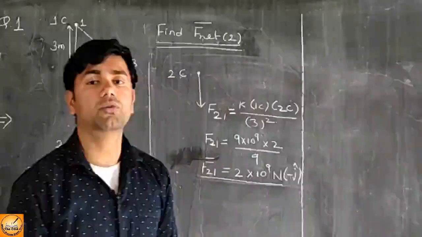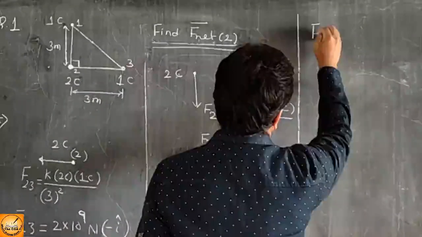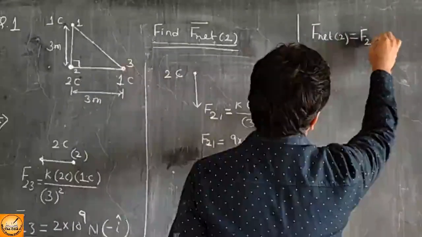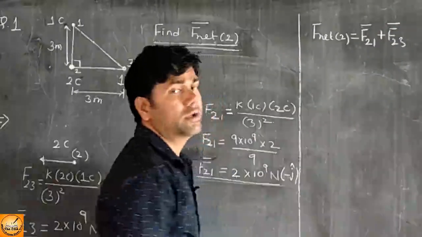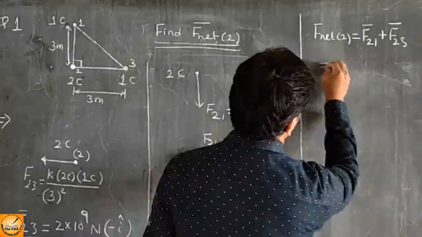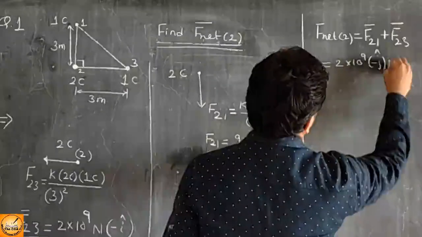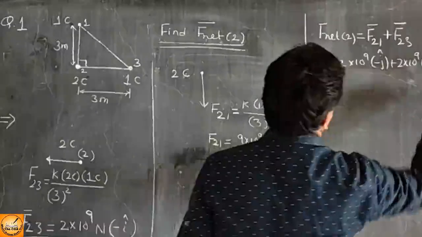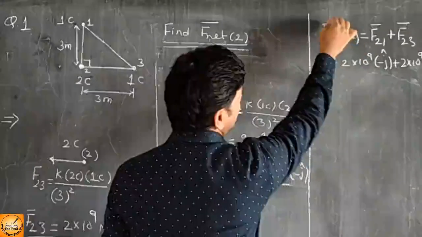But we don't want to find out individual forces. What we want to find out is the net force. So what will be the net force? The net force on 2 due to these two charges will be the vector addition of the two forces which are going to act on this 2 coulomb charge, right? These two forces we have already found. If I write those forces, what we will get? 2 into 10 to the power 9 minus j cap, plus 2 into 10 to the power 9 minus i cap. So this will be the net force which is going to act, in vector form.